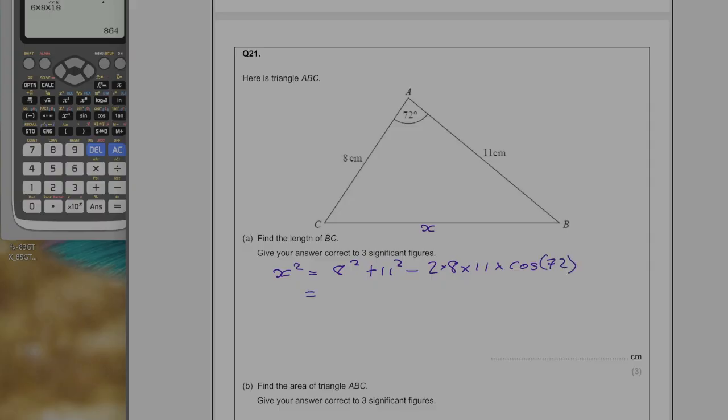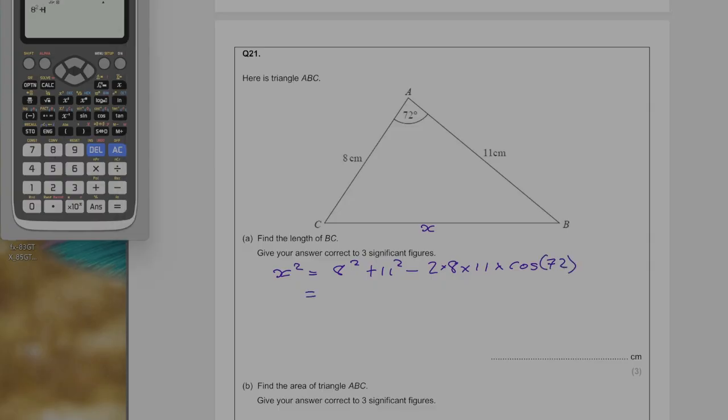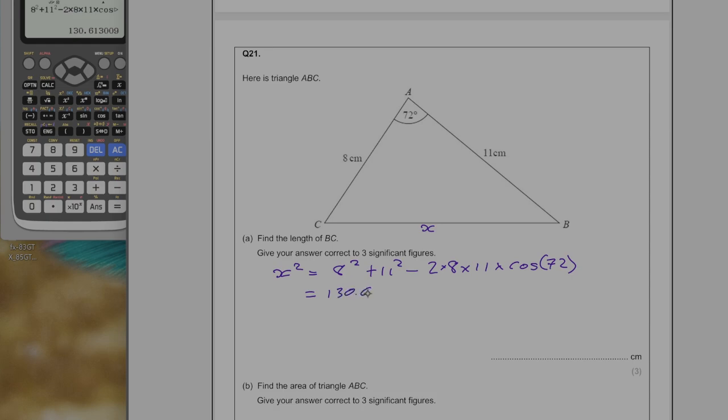Right, so 8 squared plus 11 squared minus 2 times 8 times 11 times cos of the angle 72 is going to be equal to 130.613 dot dot dot. So x is going to be equal to the square root of that.